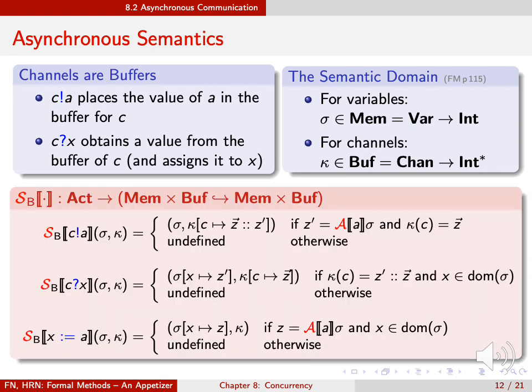We now define the semantics of actions. This will be a partial function mapping memories and buffers into memories and buffers. For the output action, we first evaluate the arithmetic expression and then append it to what is currently in the buffer for the channel. For the input action, we take the first element of the buffer and assign it to the variable. Note how similar these actions are to the one for assignment. In all cases, we produce undefined whenever the arithmetic expression is undefined or the buffer or variable is not as required.